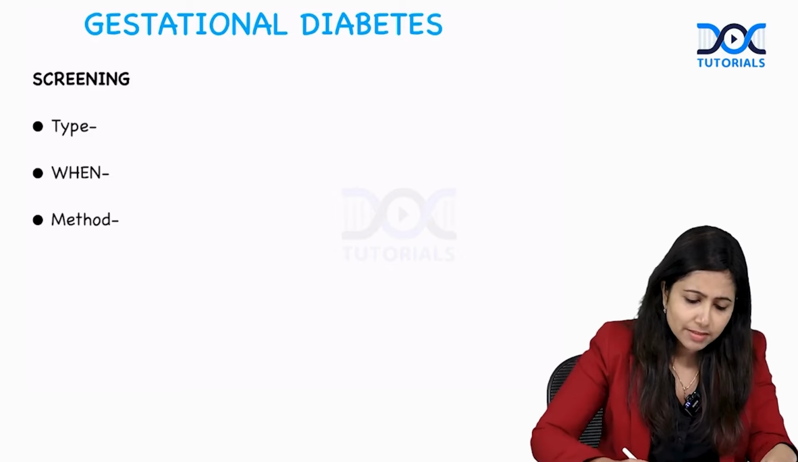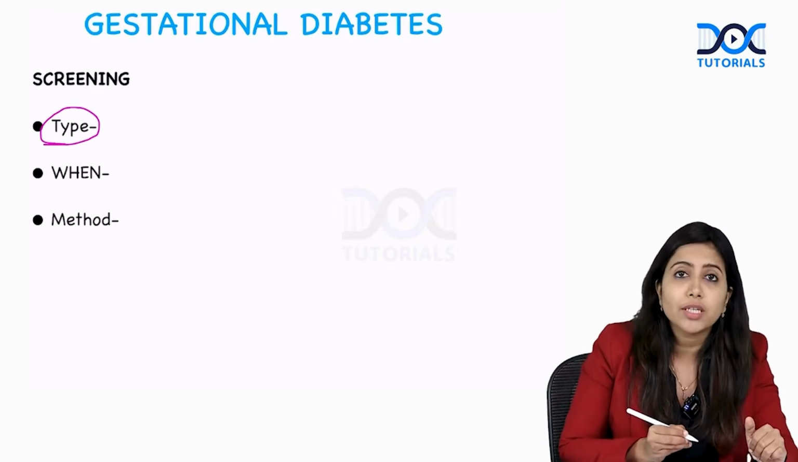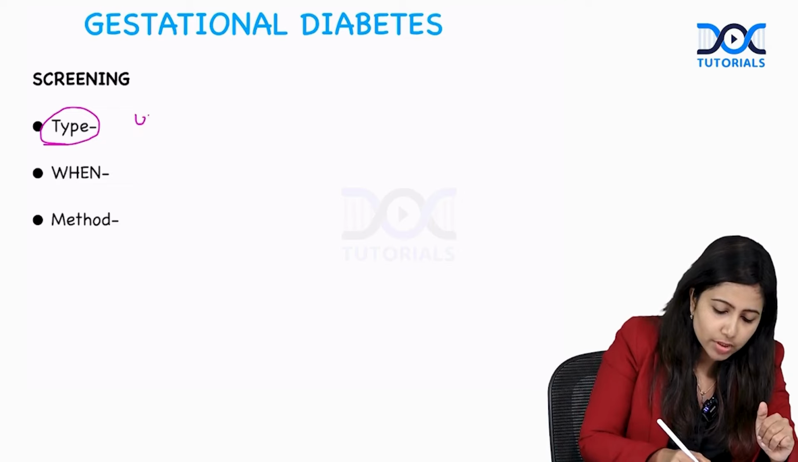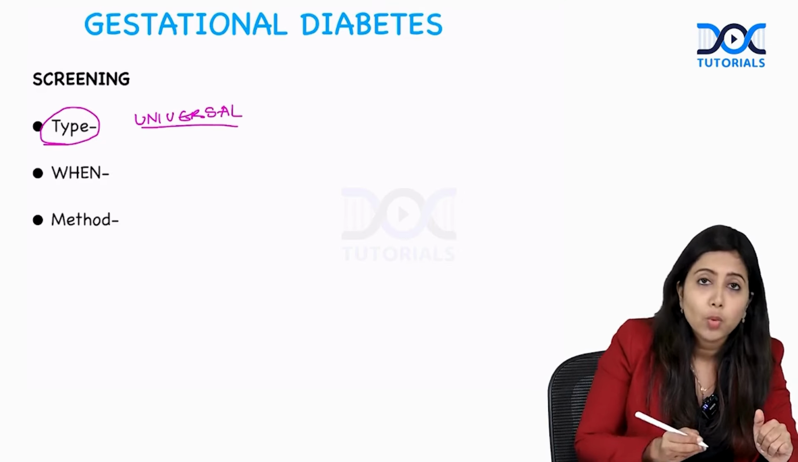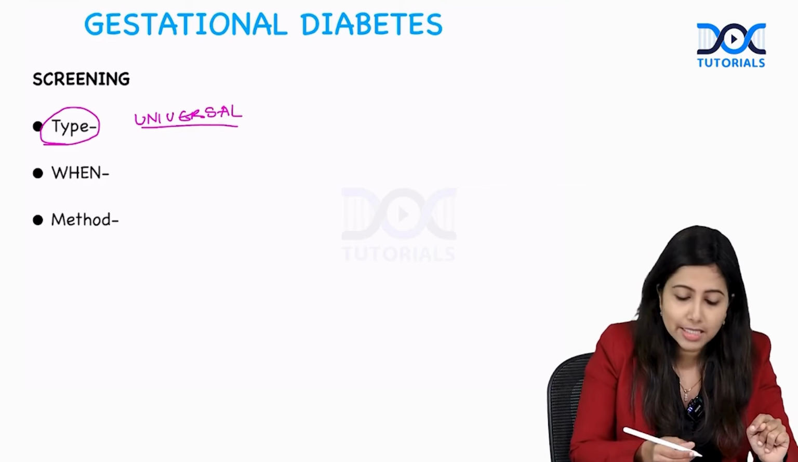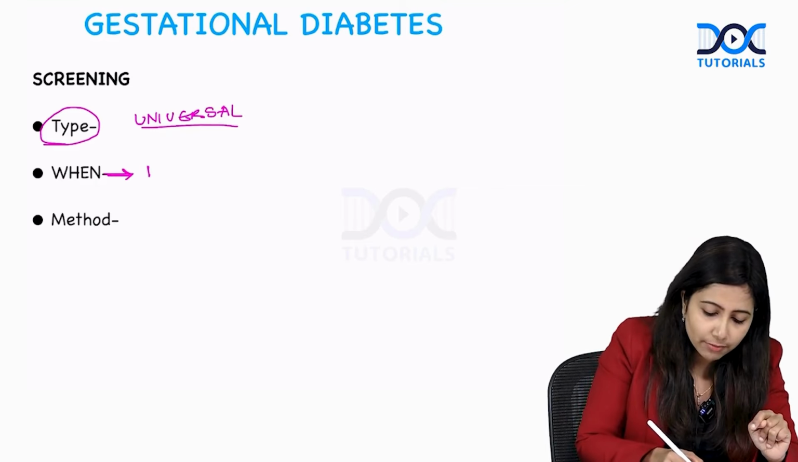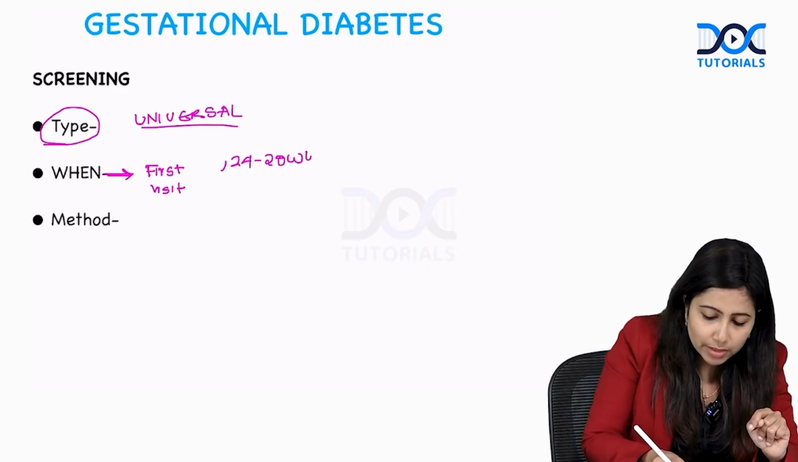Now let's briefly discuss gestational diabetes. As you know, the screening type that we use here is universal screening. I'm going to screen all pregnant women. When do we screen them? As we discussed in the first chapter of antenatal care, I'm going to screen them at the first visit, and then again at 24 to 28 weeks.